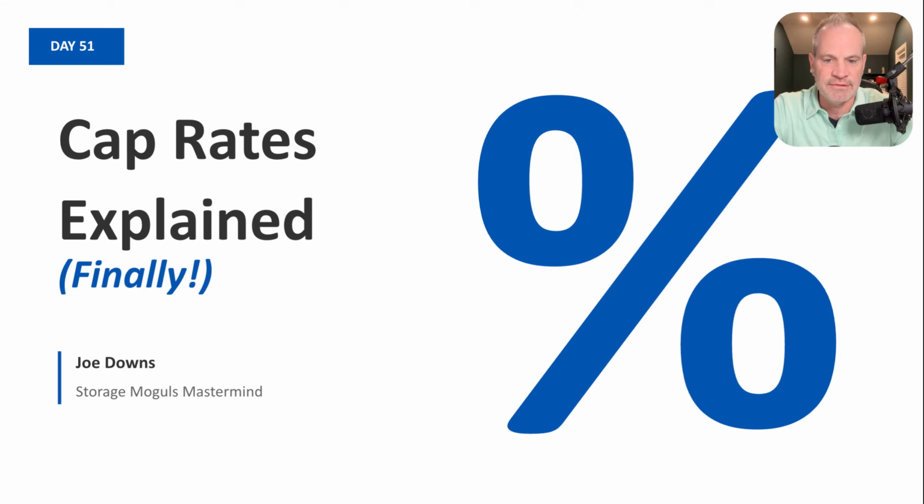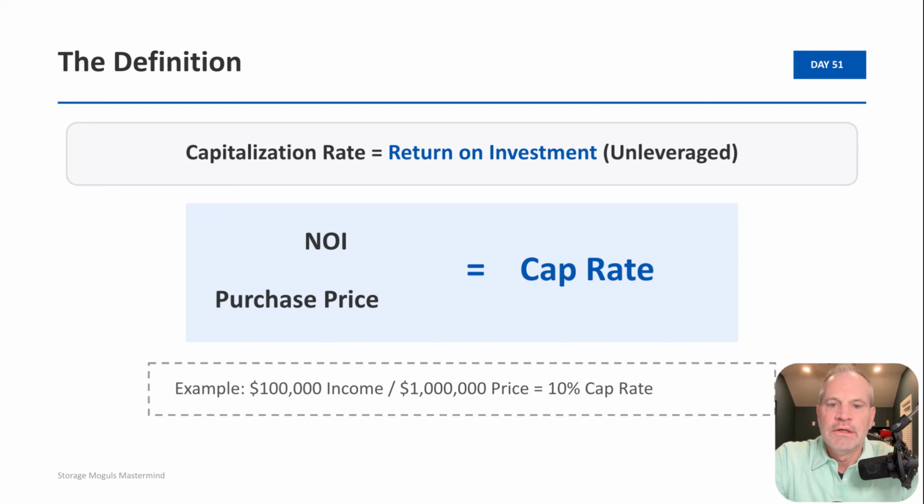So let's dive into the core definition of a cap rate. What exactly is capitalization rate anyway, you might ask? Well, it's your unleveraged return on investment. And we calculate it by dividing the net operating income, or NOI, by the purchase price. So for example, if a property generates $100,000 in income and cost $1 million, that's a 10% cap rate. This formula gives us a quick snapshot of a property's income generating potential. It's a fundamental metric for comparing different investment opportunities.